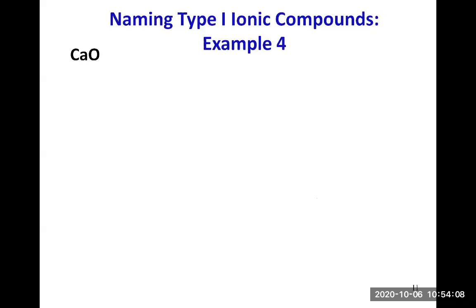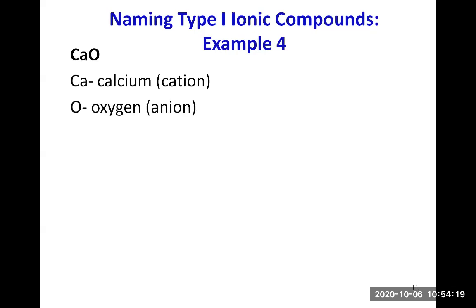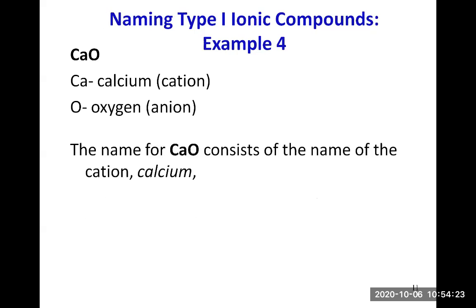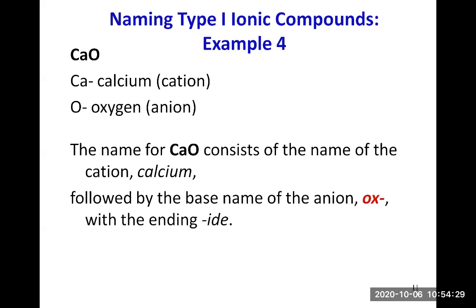Another example with CaO. In CaO, you recognize calcium, the metal, so it's the cation. O is oxygen, the non-metal, and then the anion. So the name for CaO consists of the name of the cation, calcium, followed by the base name of the anion. So oxygen becomes the oxide ion. So the full name will be calcium oxide.